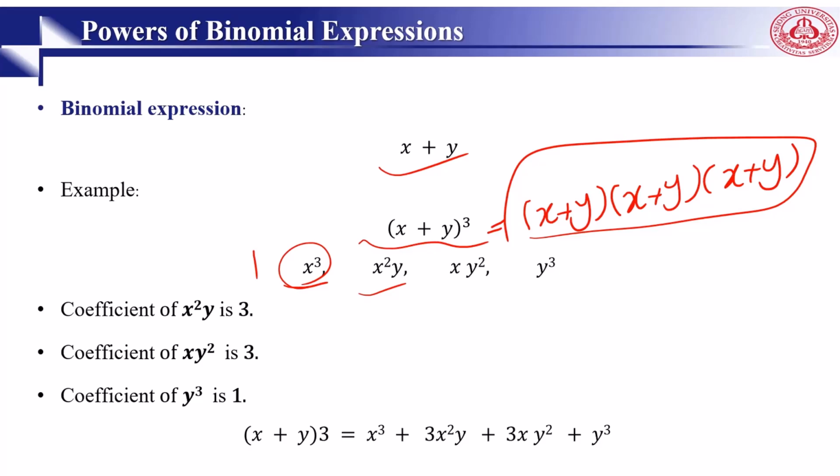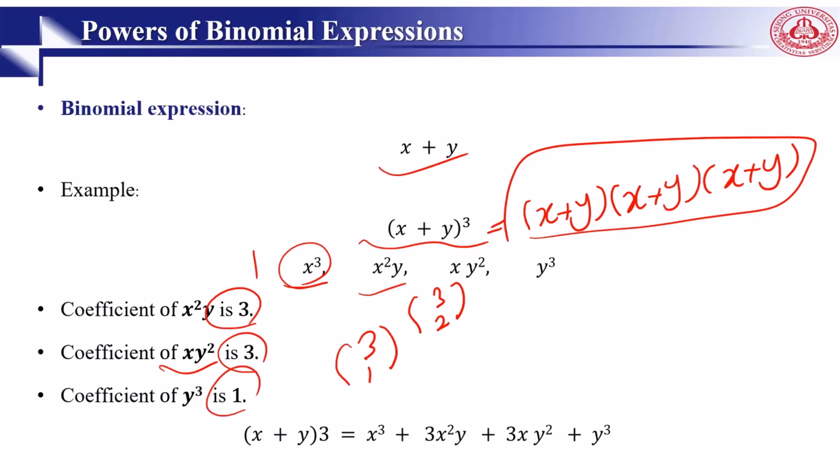To obtain x squared y, an x must be chosen from 2 of the sums and y from the other, so we can say the combination of 3 and 2 ways to do this, and this is 3. To obtain x y squared, an x must be chosen from one sum and y from the other 2, so the combination of 3 and 1, which gives us 3. To obtain y cubed, a y must be chosen from each of the sums. There is only one way to do this, so we have only 1.